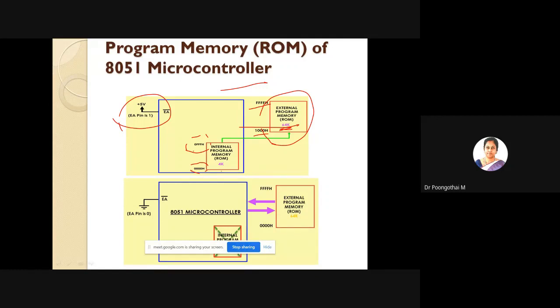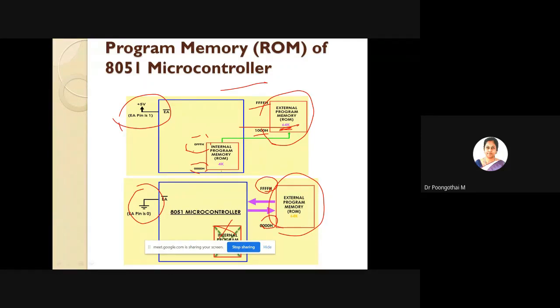And there is another way to fetch the instruction: completely ignore the internal memory and fetch the instruction only from the external program memory. For this scenario, your EA pin must be 0, so it must be connected to ground. In this case, the memory address of external ROM will be from 0000 to FFFF. So this is the memory structure followed in your 8051 architecture.